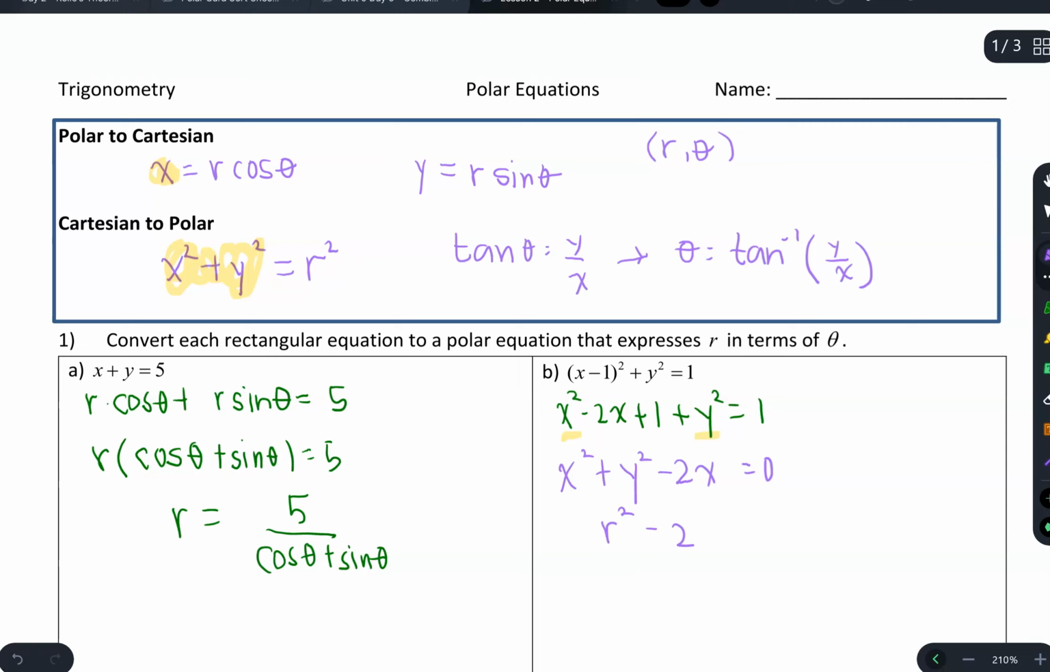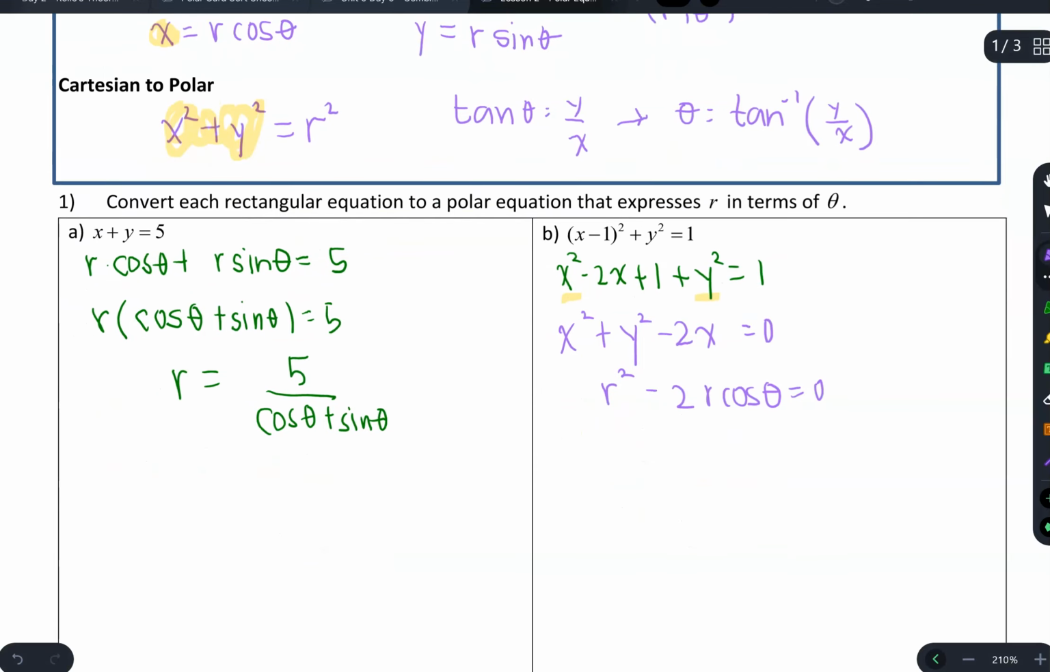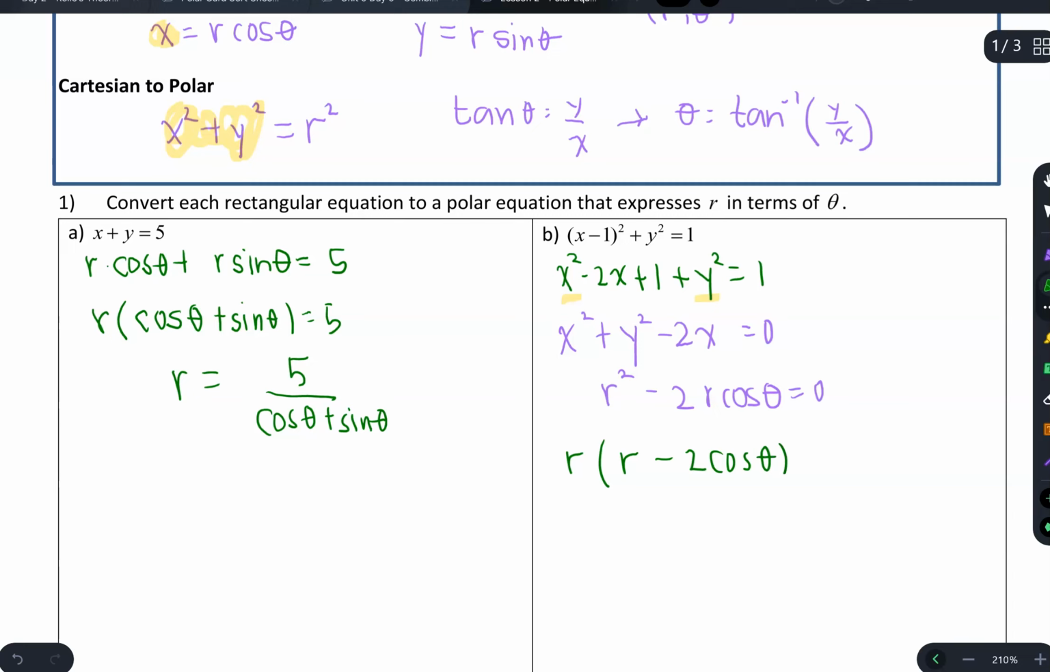And then what is x going to be equal to? So x is equal to r times cosine of theta. I will factor out an r here, and I'll have r times r minus 2 cosine of theta, and it's going to be equal to 0. I'll set r equal to 0, and then I'll have r minus 2 cosine of theta is equal to 0. So I'll have r is going to be equal to 2 cosine of theta.